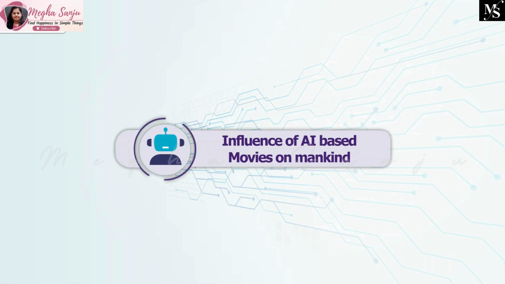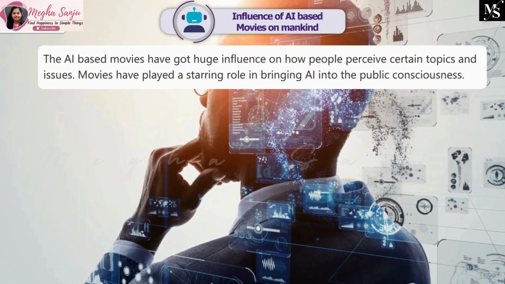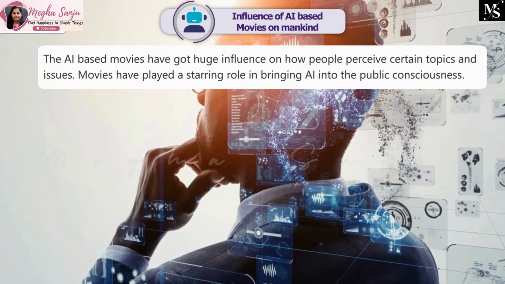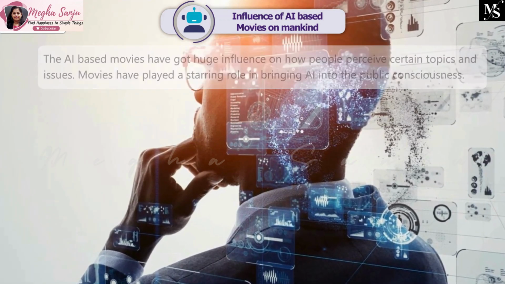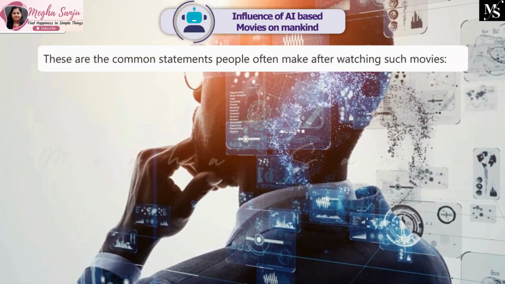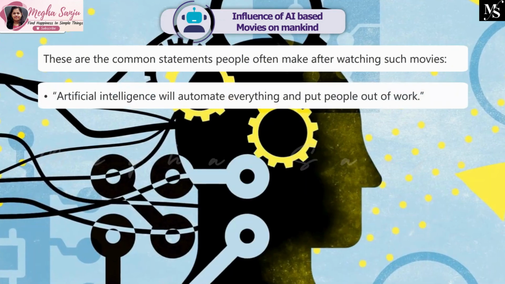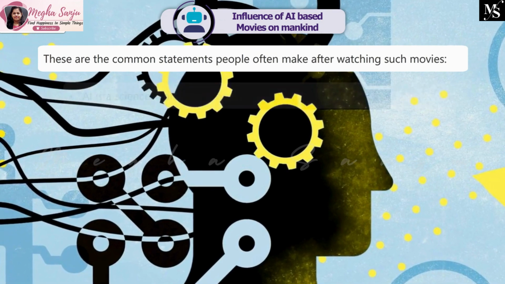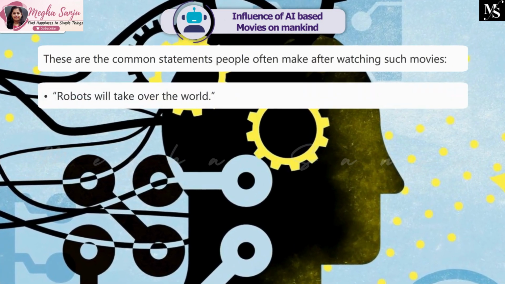Influence of AI-based movies on mankind. The AI-based movies have had a huge influence on how people perceive certain topics and issues. Movies have played a starring role in bringing AI into the public consciousness. These are the common statements people often make after watching such movies. Artificial intelligence will automate everything and put people out of work. AI is a science fiction technology. Robots will take over the world.